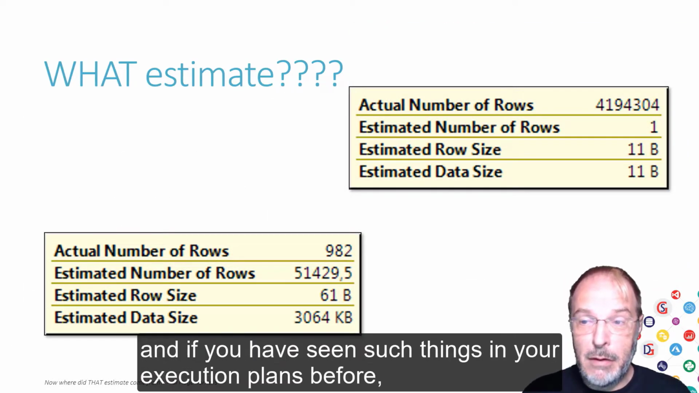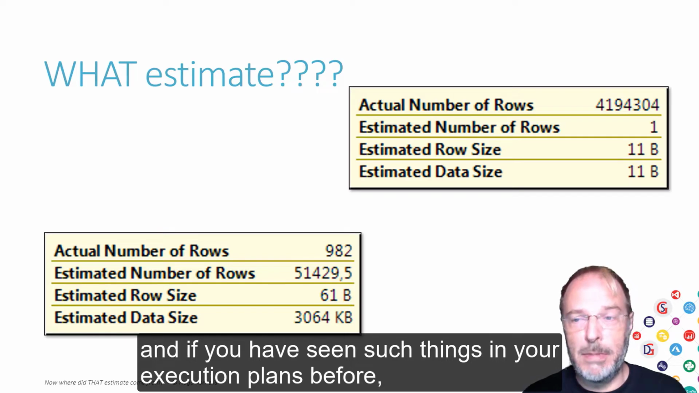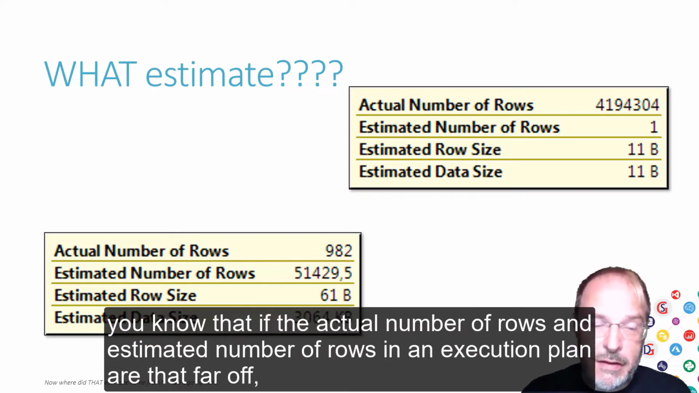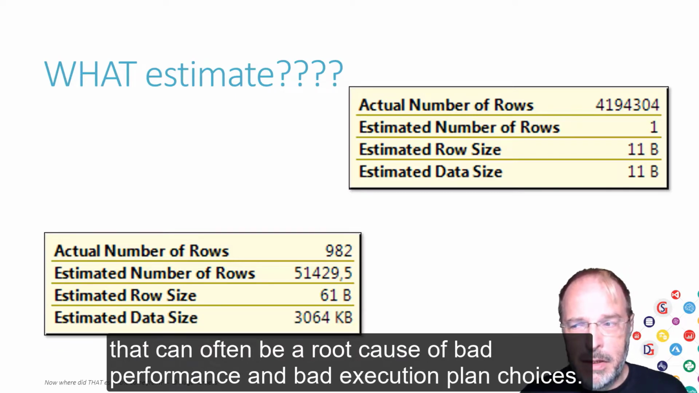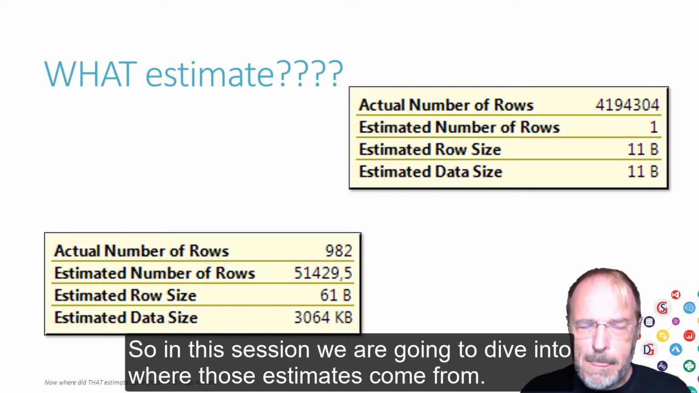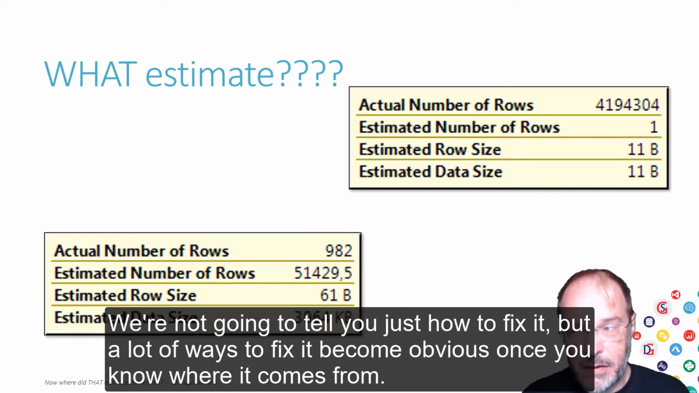And if you have seen such things in your execution plans before, you know that if the actual number of rows and estimated number of rows in an execution plan are that far off, that can often be a root cause of bad performance and bad execution plan choices. So in this session, we are going to dive into where those estimates come from. We're not going to tell you just how to fix it, but a lot of ways to fix it become obvious once you know where it comes from.